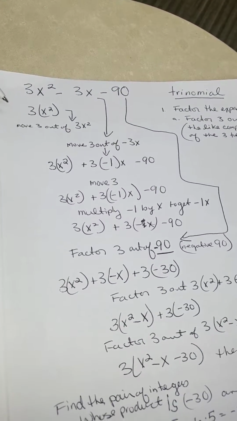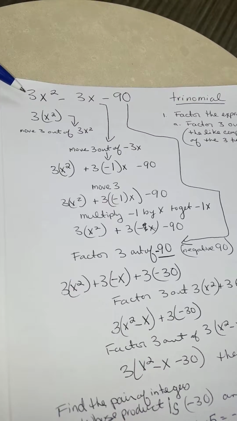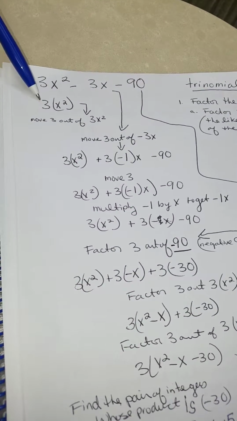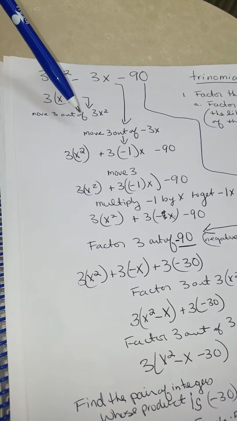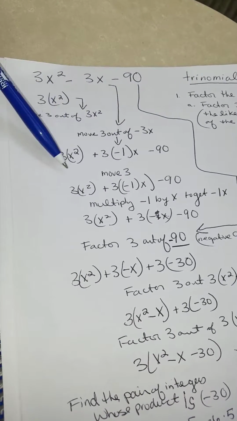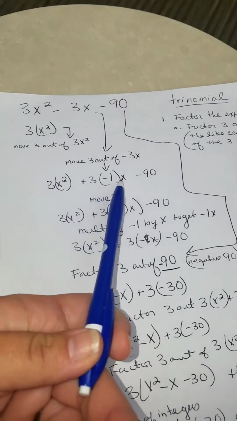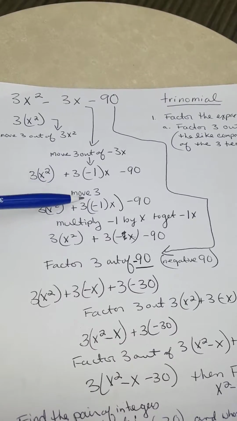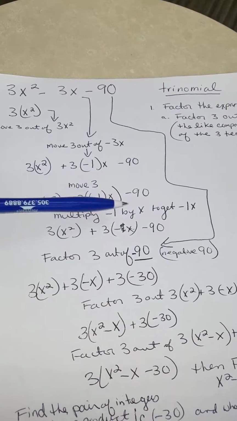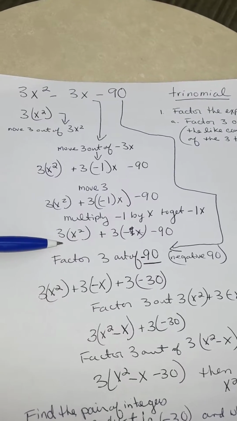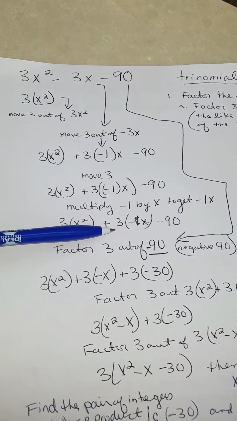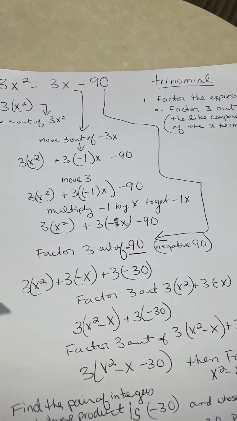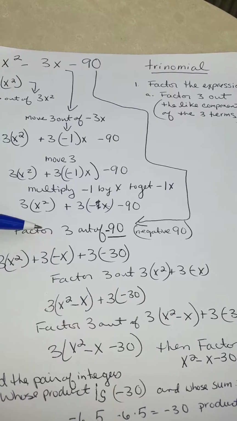We're going to start by factoring that expression by factoring the 3 out, which is the like component of the 3 terms. So we'll start by pulling the 3 out of 3x squared, then the 3 out of negative 3x, which can be represented by a negative 1, and then multiplying the negative 1 here to get negative 1x. So you'll have 3x squared plus 3 times a negative x minus 90. And then the third term is the negative 90.